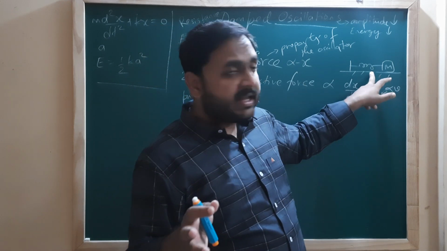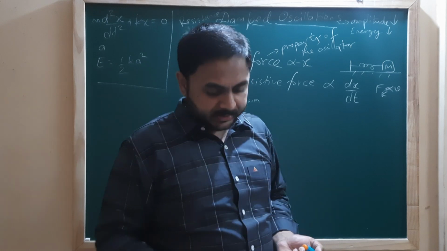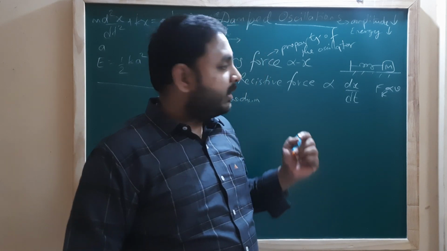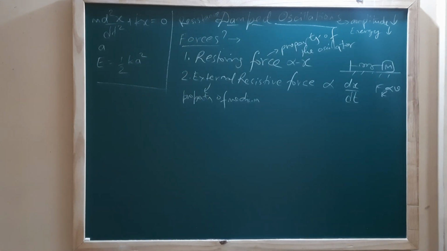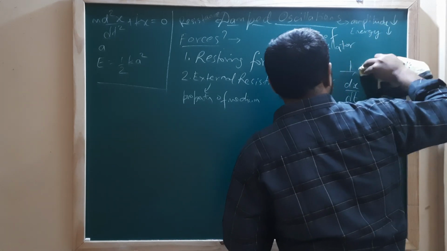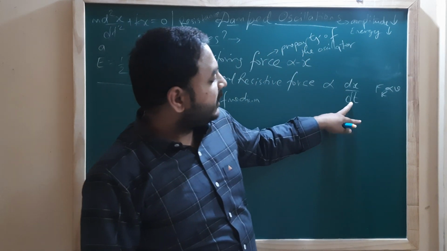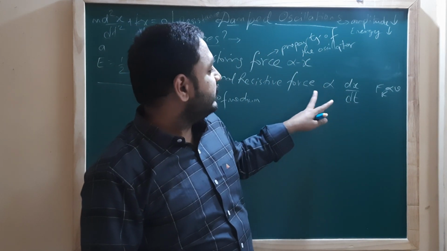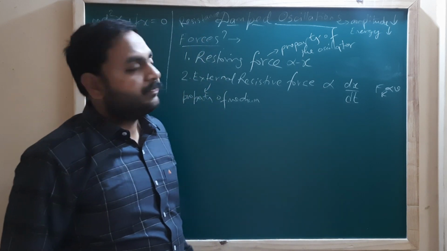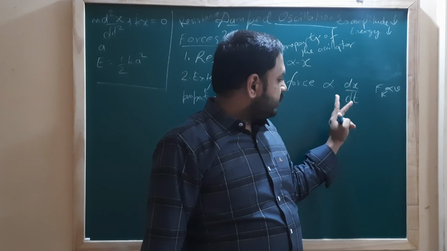In real life, we have different kinds of resistive forces. Those we can solve using a computer. We can just use a computer to solve them. But when it comes to solving it analytically, analytically means solving it just by using mathematics and no machines, so when we want to solve this by hand, we have to take this approximation that this resistive force is proportional to the velocity.